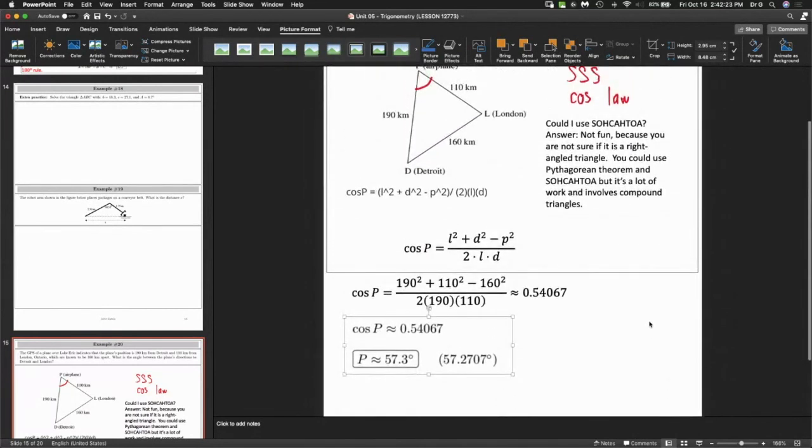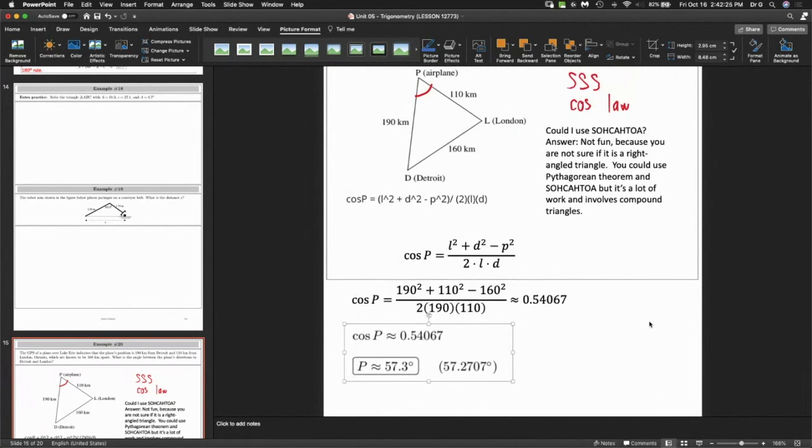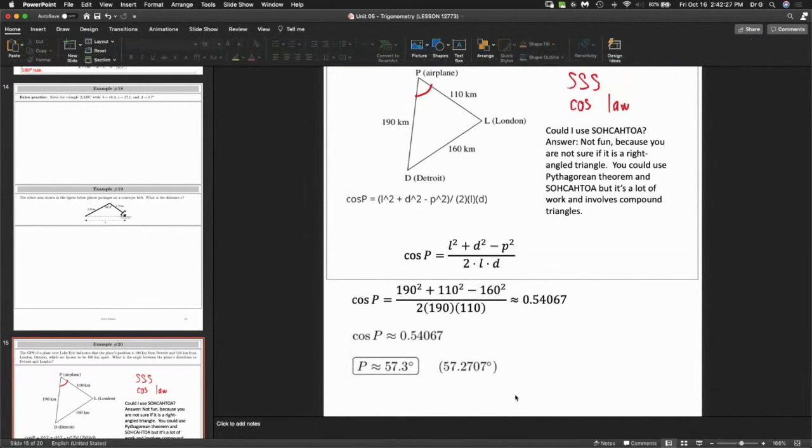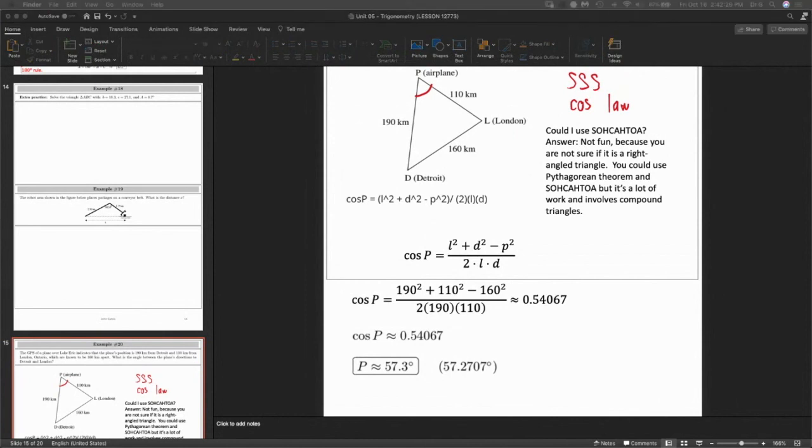I don't want to say position vectors because you haven't talked about vectors. But we will be talking about vectors next semester. So for now, I'm just going to say it's the angle between the plane's directions to Detroit and London, respectively. Awesome. Same answer. So that's the application question for cosine law that I wanted to cover.